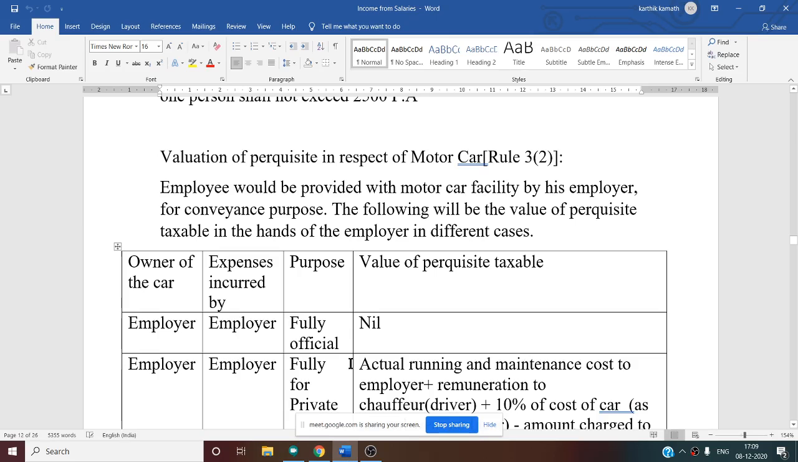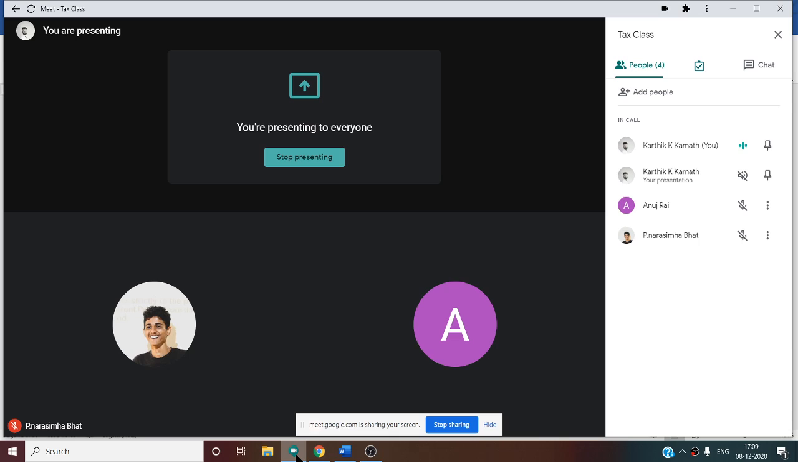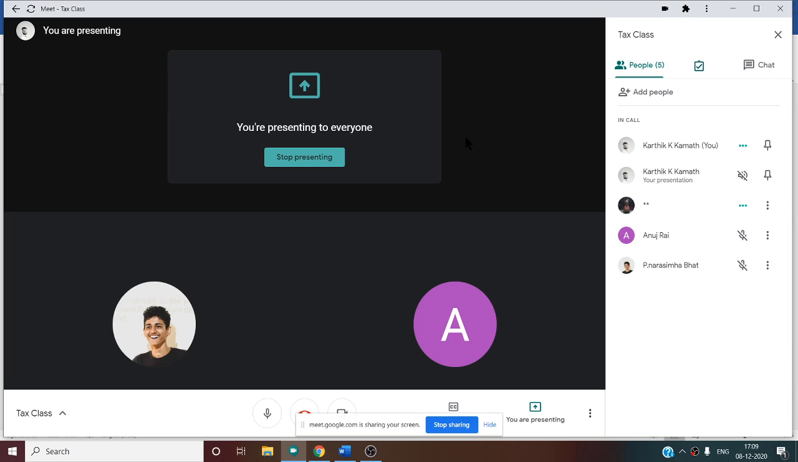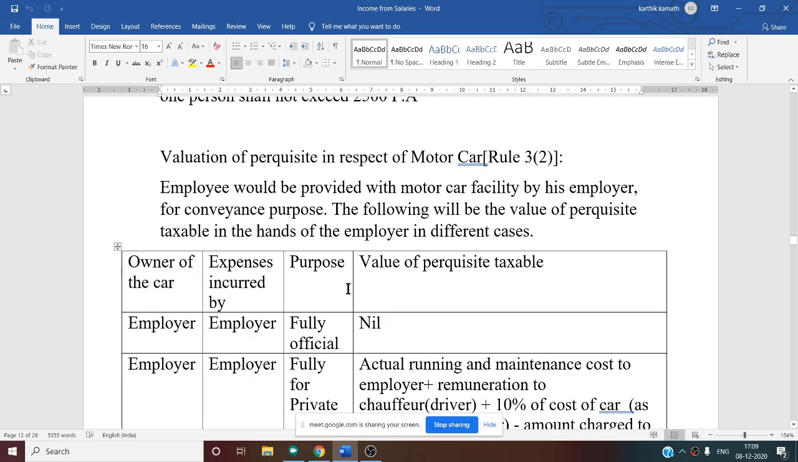For this one, yes. See, in the last class, we discussed rent-free accommodation, and we have discussed the problems on rent-free accommodation. It is an important problem from the point of view of examination, 8 marks. Then we discussed motor car and its rules. So let us see the motor car rule now.